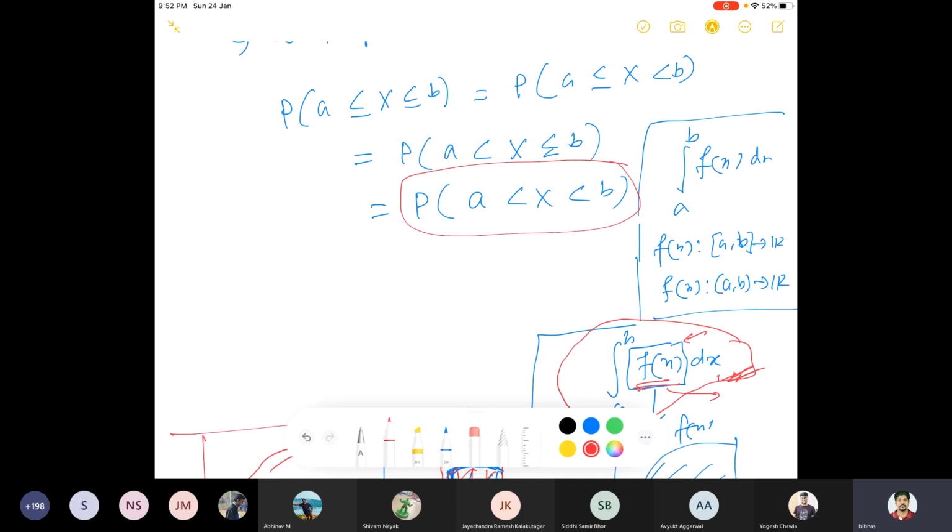Yeah, please go ahead. Sir, if a function is discontinuous at countable points, can we simply say that we can break the interval in that form and calculate the integration? Yeah, so that's why at that particular point, what is the value does not matter. So yeah, you can say that.